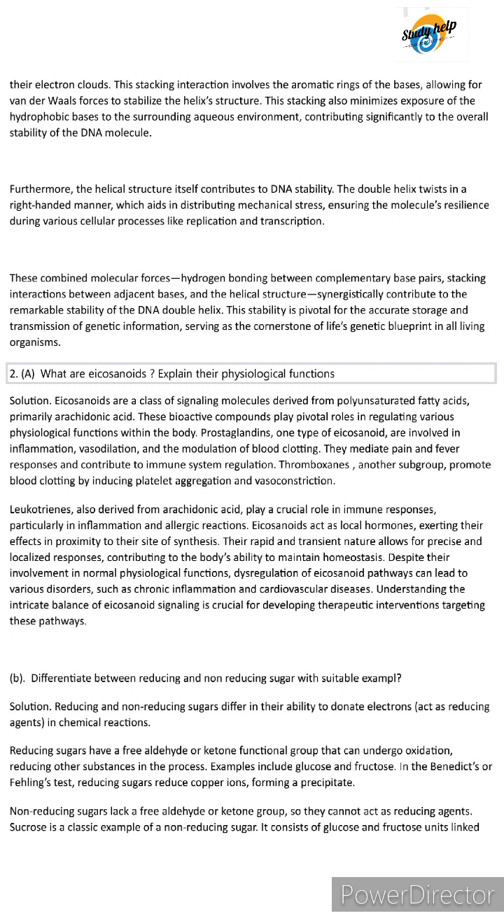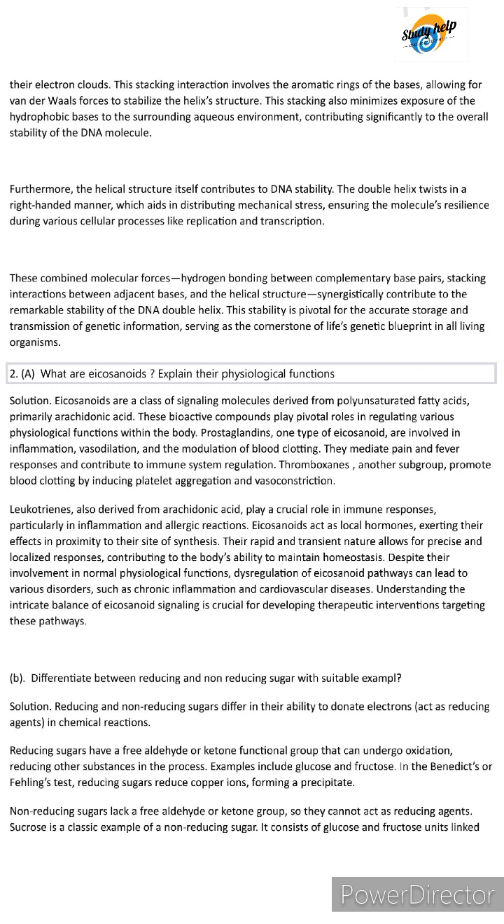2a. What are eicosanoids? Explain their physiological functions. Solution. Eicosanoids are a class of signaling molecules derived from polyunsaturated fatty acids, primarily arachidonic acid. These bioactive compounds play pivotal roles in regulating various physiological functions within the body. Prostaglandins, one type of eicosanoid, are involved in inflammation, vasodilation, and the modulation of blood clotting. They mediate pain and fever responses and contribute to immune system regulation.